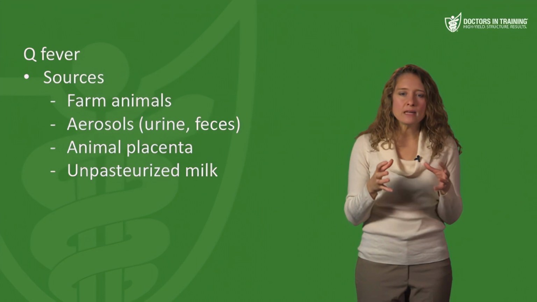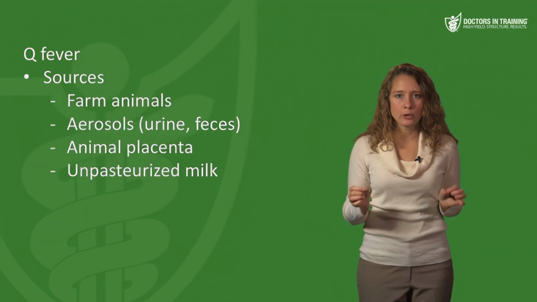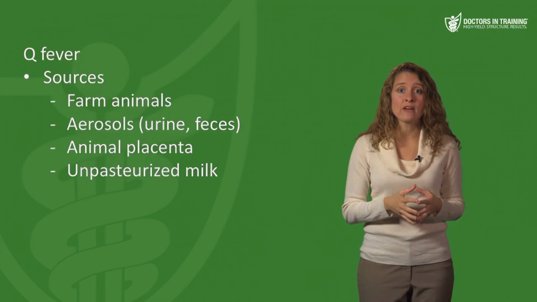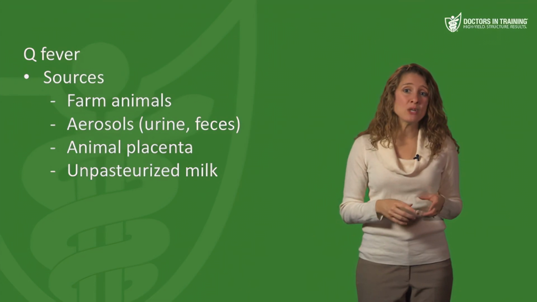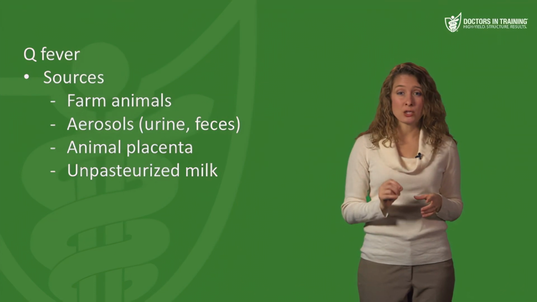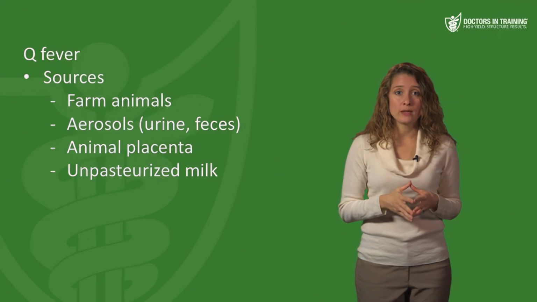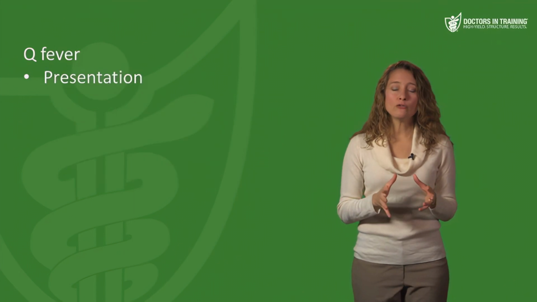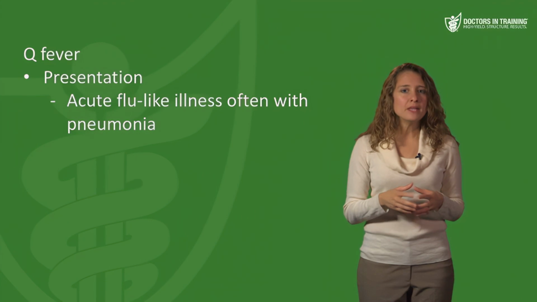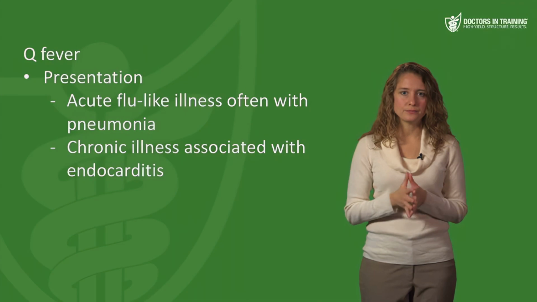The placenta from an infected animal is going to have a very, very high burden of organisms. So birthing farm animals is actually a really big risk factor. Drinking unpasteurized milk is another risk factor. Now, we talked about another organism being spread through unpasteurized milk. Do you remember what that one was? We talked about brucella doing that as well. Now, Q fever presents as an acute flu-like illness, often with pneumonia, but then it can become a chronic illness that can be associated with endocarditis.